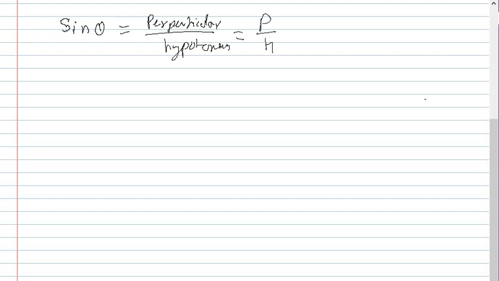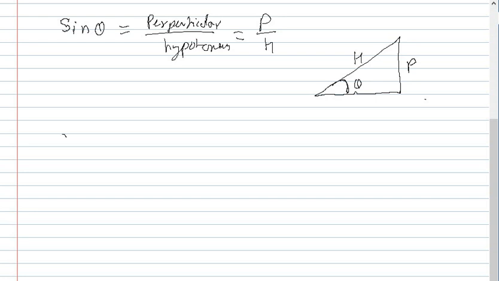First is sin theta, which is equal to perpendicular upon hypotenuse, meaning P by H. Again I am drawing a rough triangle. So this time I have taken this as the angle. So which angle? Sin theta is equal to P upon H.